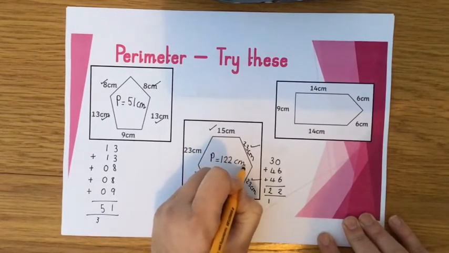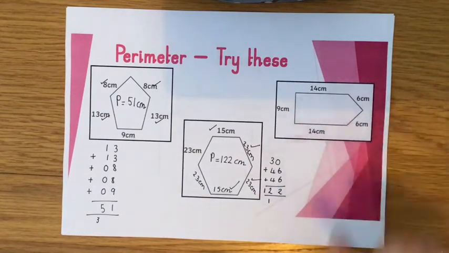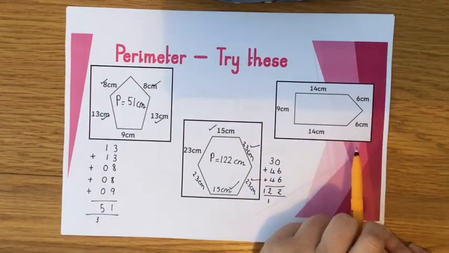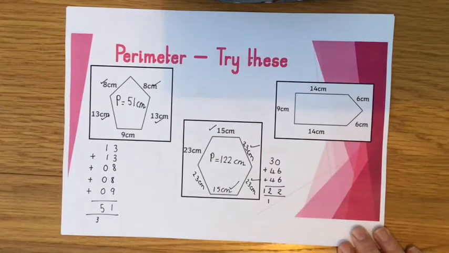The perimeter is 122. Okay, the last shape then, all the measurements are given to me. Now I wonder if you have used your knowledge of doubles here, being able to add mentally. If you haven't, that's fine. If you've written out all the individual numbers, that's okay as well.